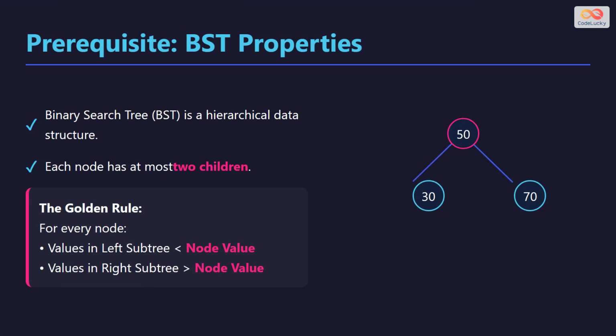First, let's briefly recap what makes a binary search tree unique. Every node follows a strict rule. All values in the left subtree are smaller than the node, and all values in the right subtree are larger. When we delete a node, we must ensure this rule remains unbroken for the entire tree.